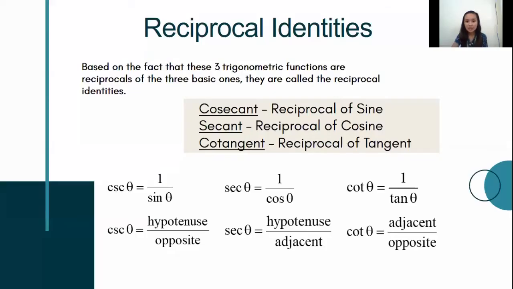Okay, so we'll proceed with the reciprocal identities. So this is just the reciprocal of your sine, cosine, and tangent. So we call it cosecant for the reciprocal of sine, secant for the reciprocal of cosine, and cotangent for the reciprocal of tangent. Okay, so you have there the following formulas. For the cosecant, you have hypotenuse over opposite. For secant, the hypotenuse over adjacent. And for cotangent, you have the adjacent over opposite.